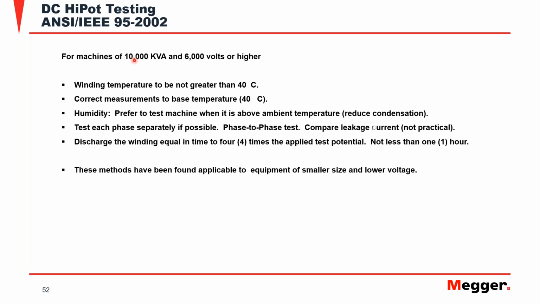And if you have machines that are 10,000 kVA and 6,000 volts or higher, you're supposed to discharge them for a very long time, so that you don't have any effect of the dielectric discharge, dielectric memory, something that can bring voltage back after you're done with your testing. So you're supposed to do the discharge for a time that's at least 4 times the applied test potential. Now you can use these same methods for smaller equipment, and typically people use the step test, and then at the end of the step test they do the hipot testing.